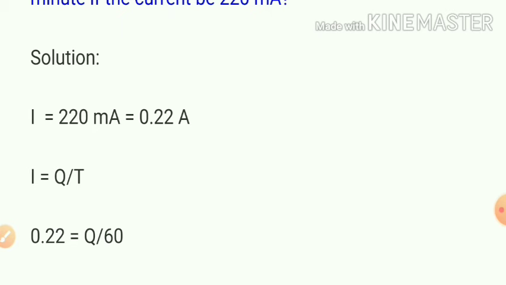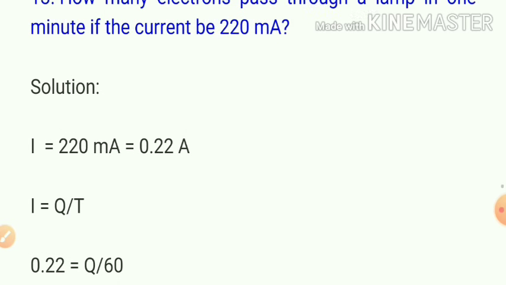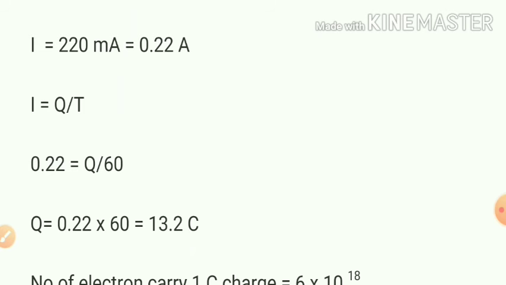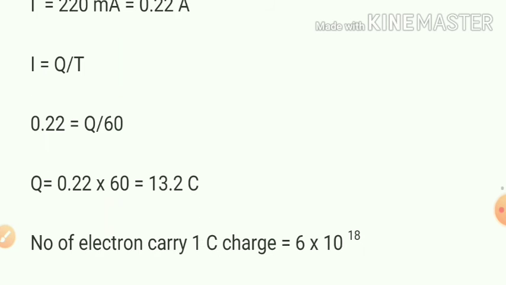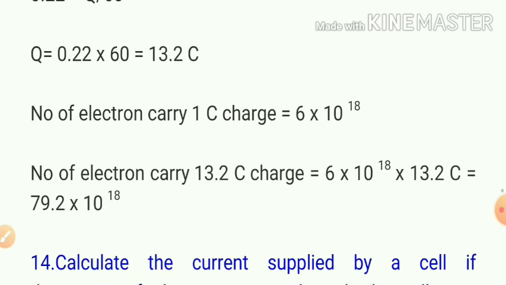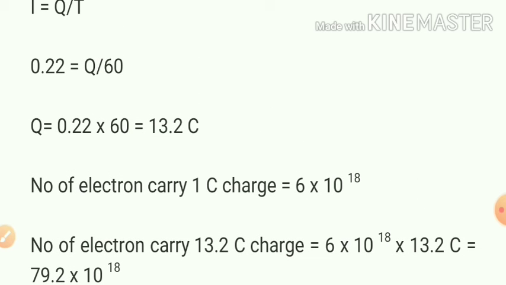You know the formula: electric current is the electric charge upon time. Here, time is given as 1 minute. In 1 minute there are 60 seconds. Therefore Q is equal to I T, that is 0.22 into 60. It becomes equal to 13.2 coulomb.